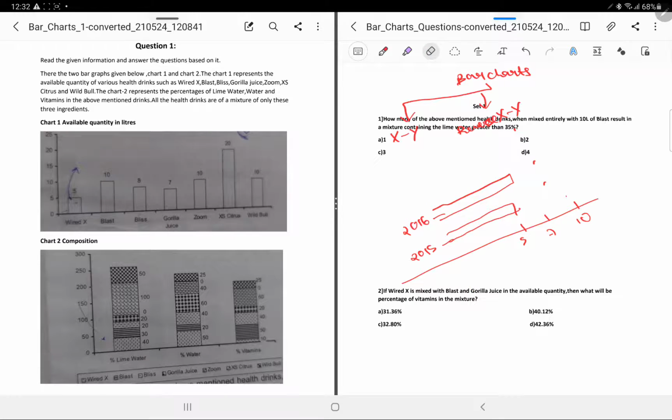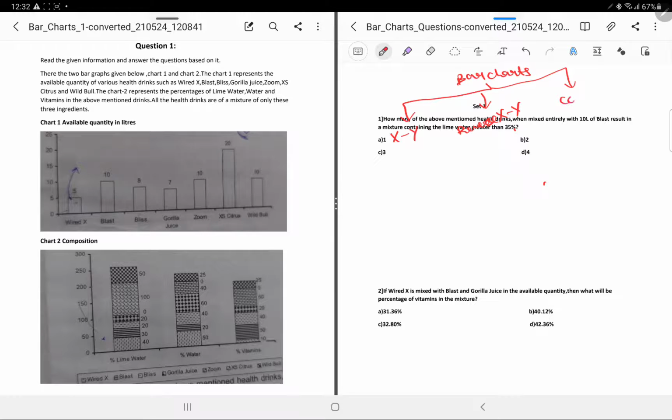Now the third common graph is a cumulative graph. The last and third graph is a cumulative graph. What is a cumulative graph is simple. You'll have things basically combined in it. For example, the years 2015, 2016 and 2017.